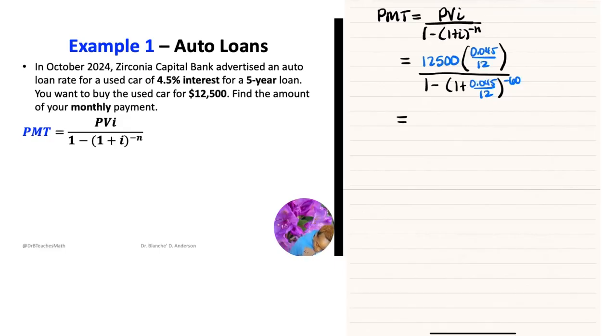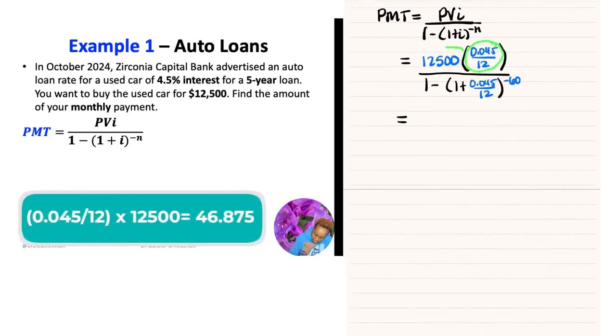If I do the numerator first, put this in your calculator first and then multiply it by the 12,500, you should get 46.875. In the denominator, you're going to take this 0.045 divided by 12, add 1 to it. When you do that, you should get 1 minus 1.00375 to the negative 60.